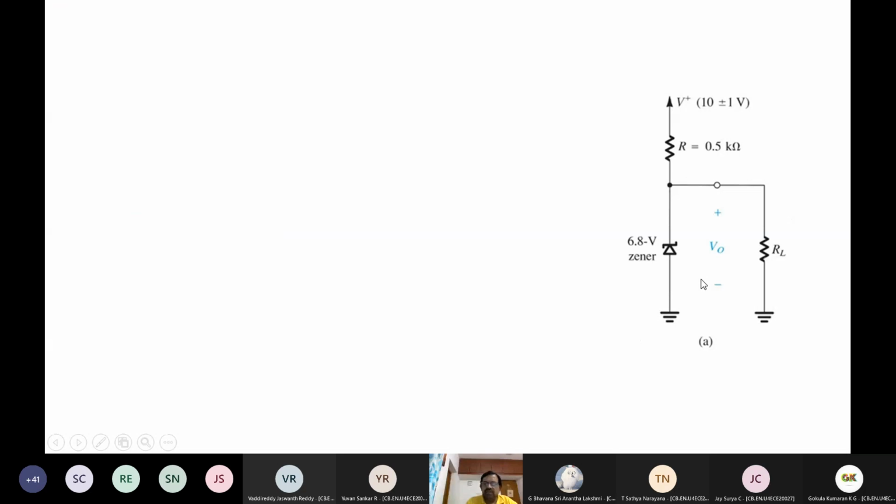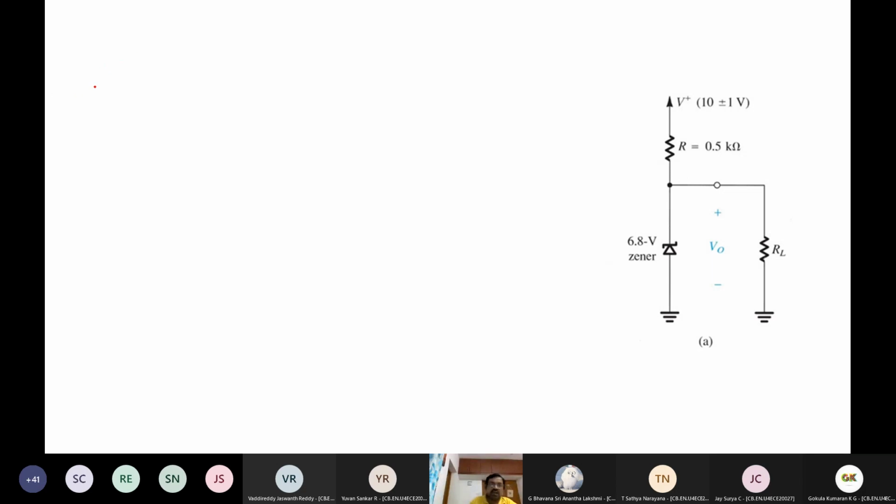We can spend time discussing rather than keep drawing this diagram again and again. If we are in a regular classroom, we'll have the diagram there all the time. So this is like a 6.8 volt Zener and RL. Now let us look at the question. What is the question asked?